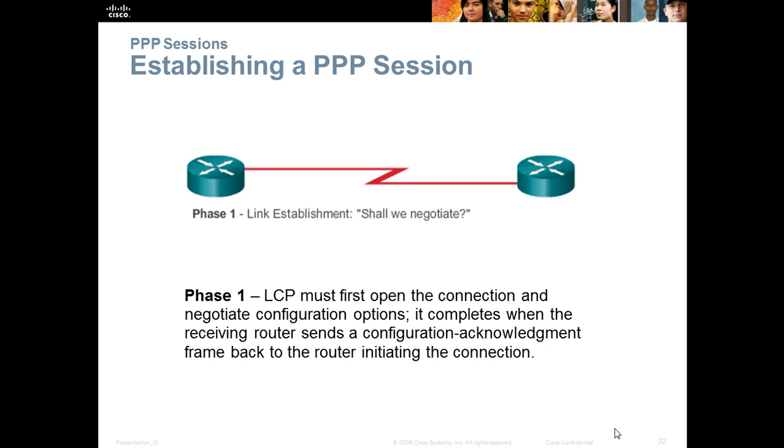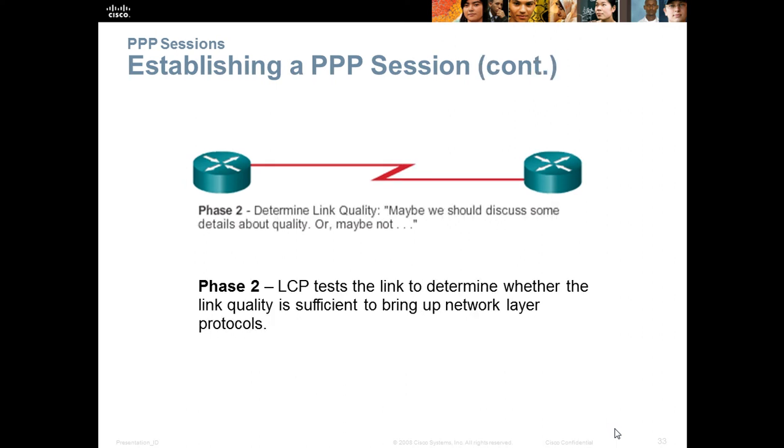Establishing a point-to-point protocol session. Phase 1: LCP must first open the connection and negotiate the configuration options. It completes when the receiving router sends the configuration acknowledgement frame back to the router initiating the connection. This is called phase 1, link establishment.